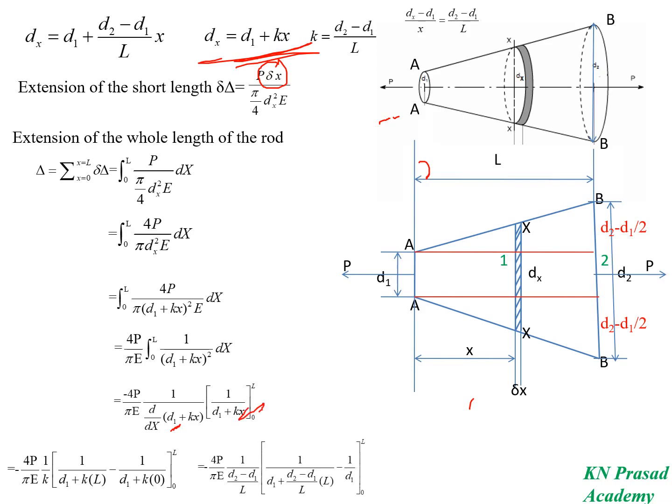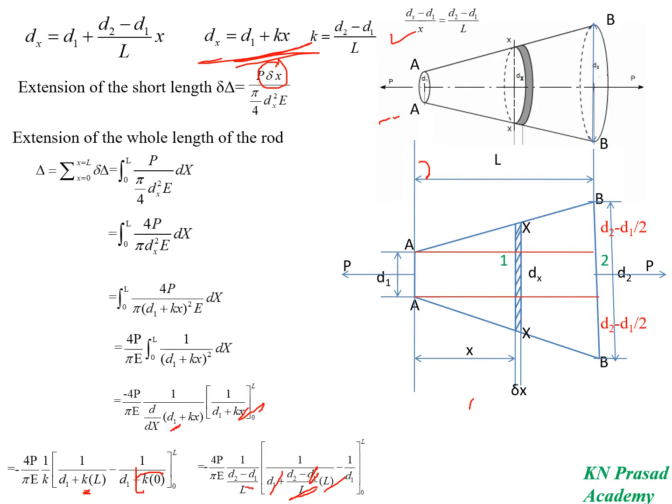So this equation will once again become minus 4P by pi E. The k value we substitute; we know k is d2 minus d1 divided by L. Same thing here: d1 plus k, where k is d2 minus d1 divided by L, and the bracket d1 plus d2 minus d1 divided by L into L minus 1 by d1, which is for 0. Here L will get cancelled, and also d1 will be cancelled. Only 1 by d2 minus 1 by d1 remains.